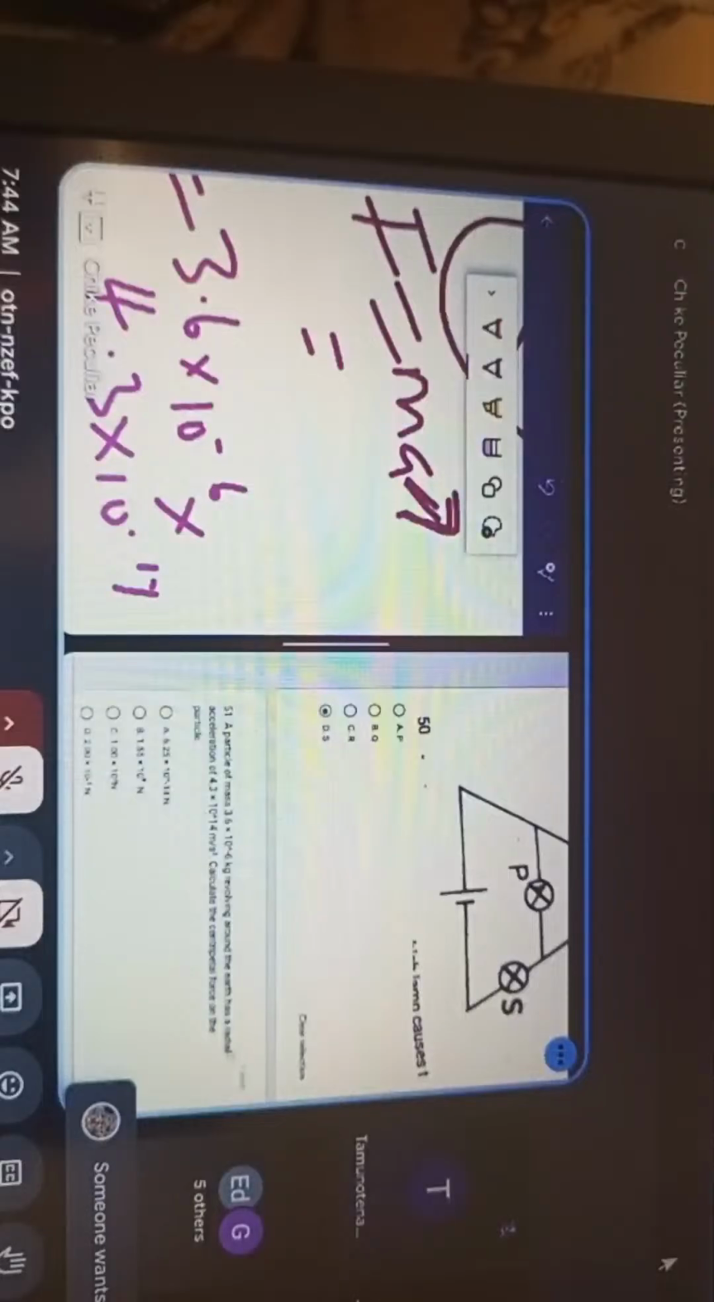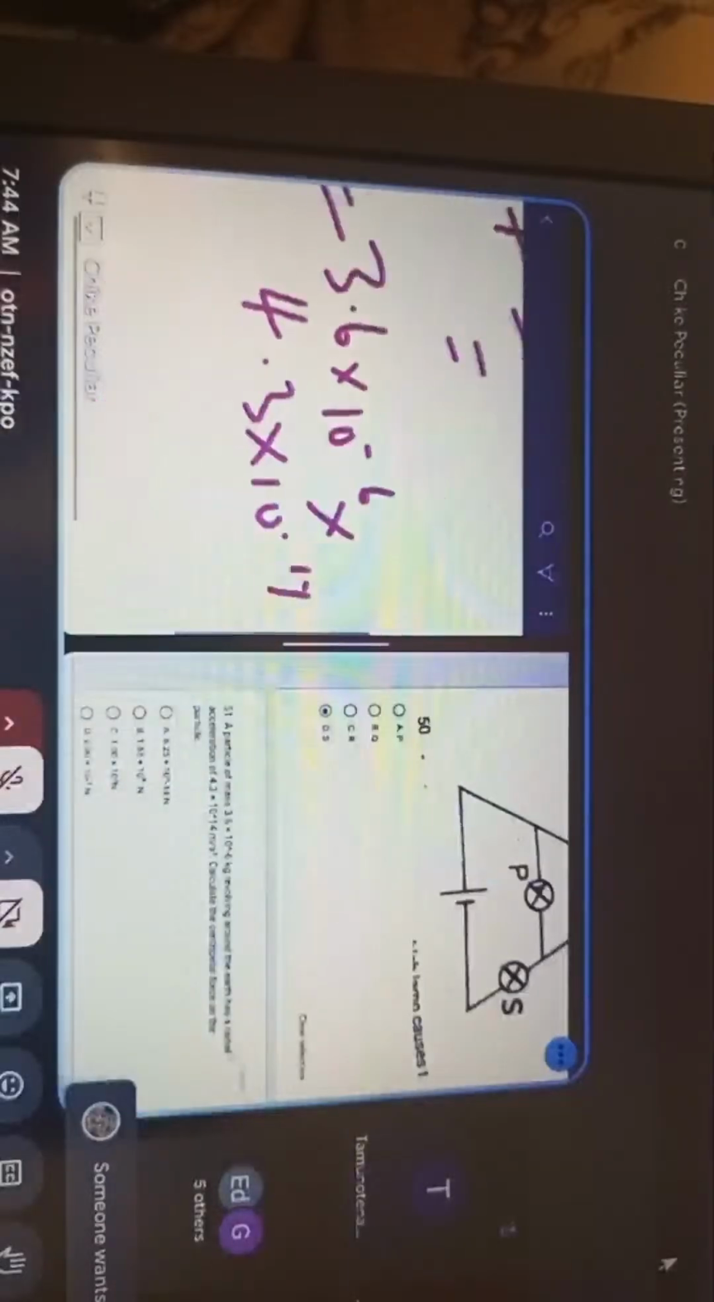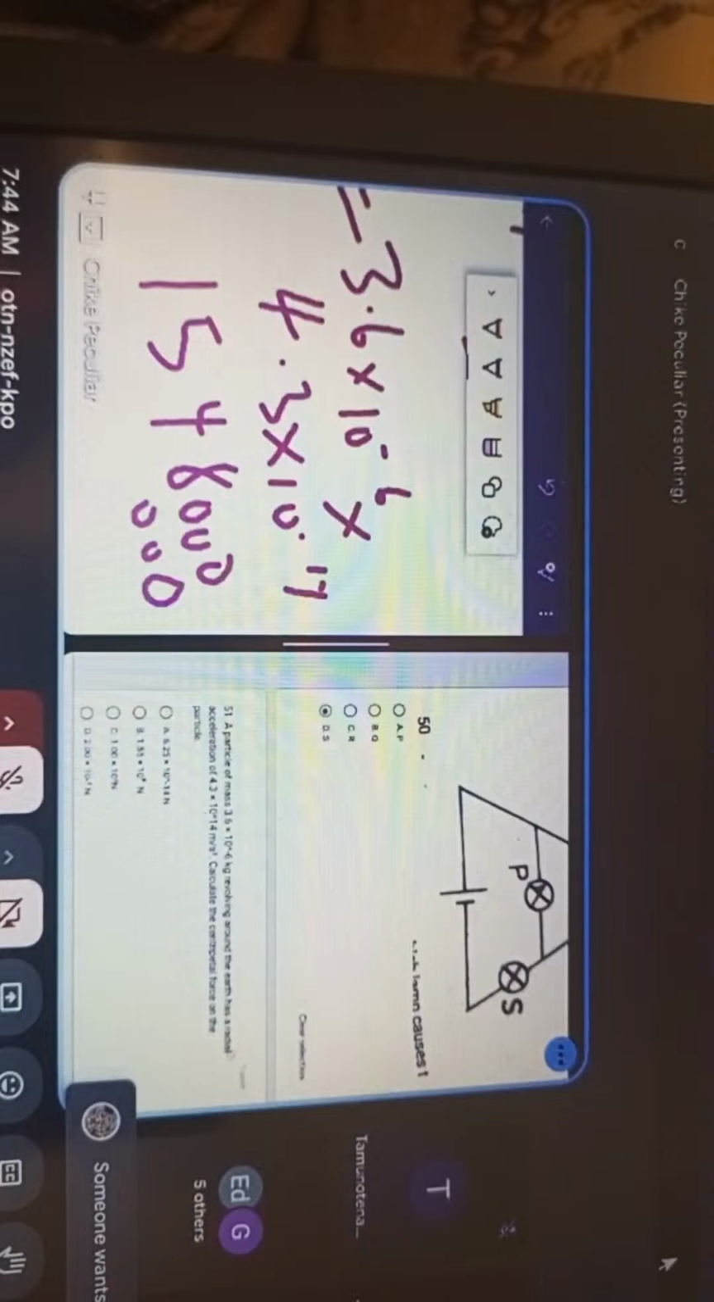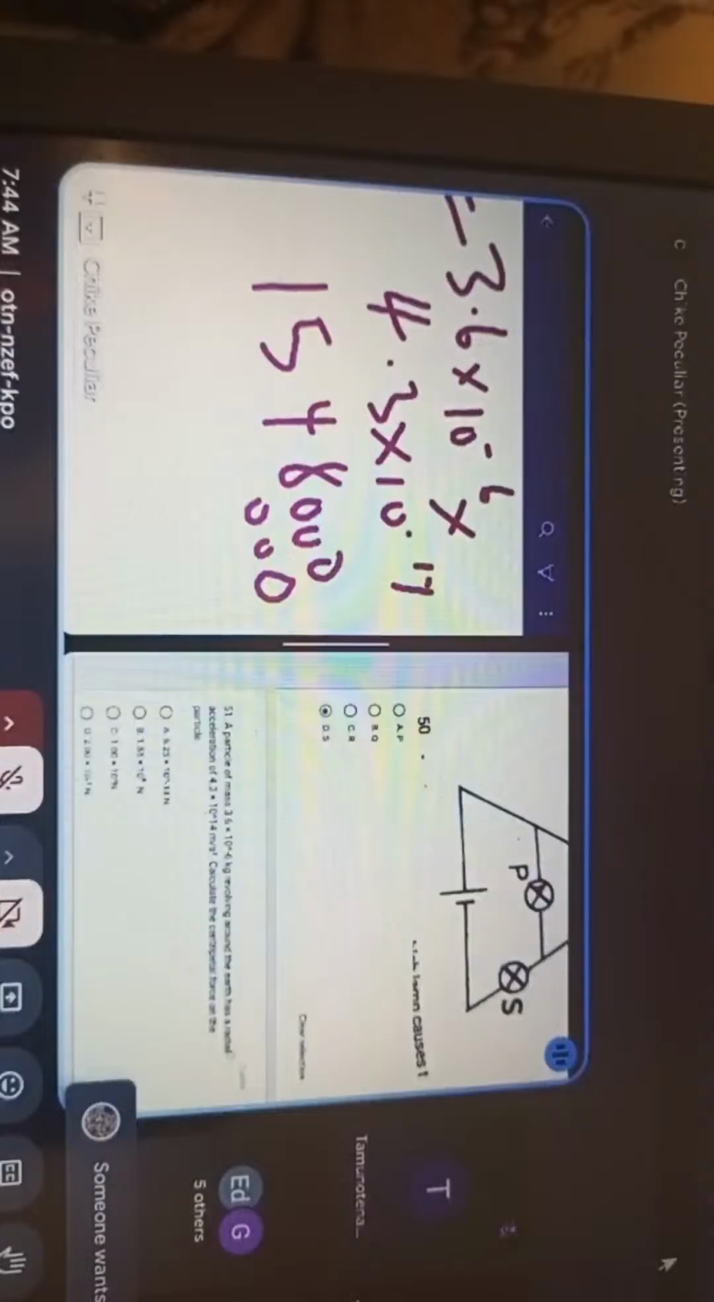Okay, I made a mistake. 0.6. Okay, yes. I have 1.548000. Cross check with me. That's 1548000. Now, from what I'm saying, we have to convert this to two decimal places first of all, and the standard form.